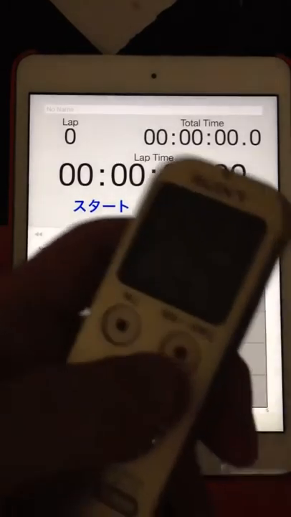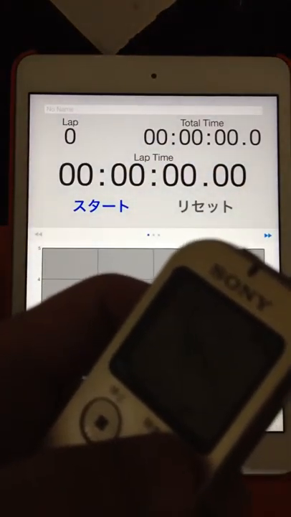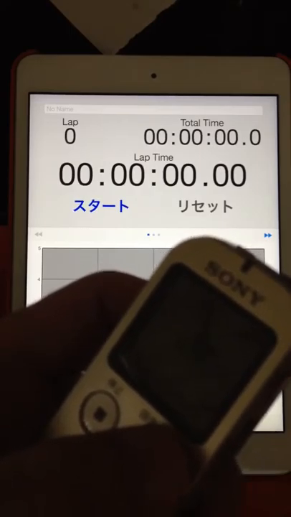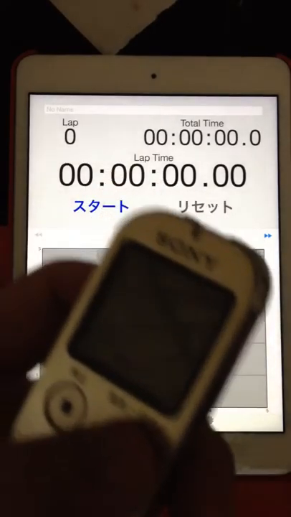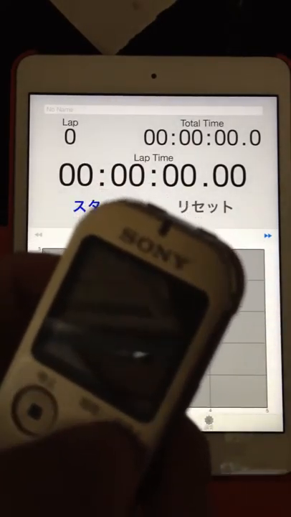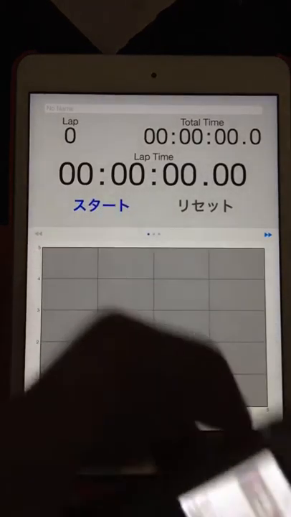Good morning, experiment on timing progression. Let's start singing and tapping. Recording.